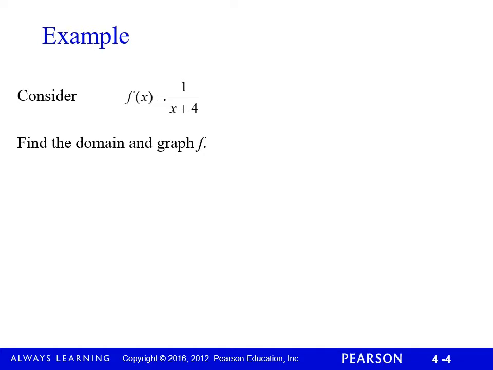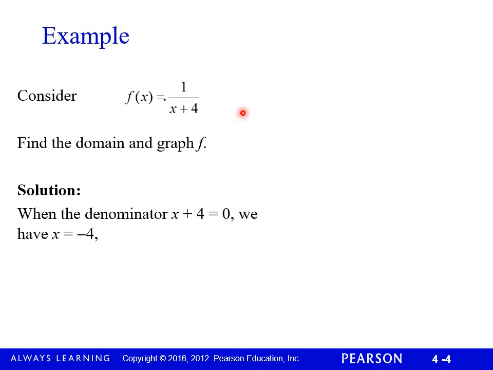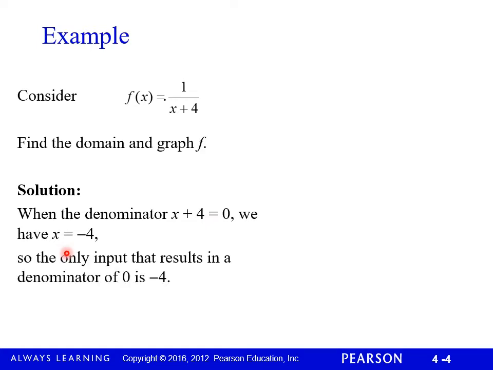So let's look at an example. Consider f of x equals 1 over x plus 4. Find the domain and graph f. Okay? Well, we know that the domain contains all the values except where the denominator equals 0. And when the denominator, x plus 4, equals 0, we have x equals negative 4. So the domain is everything but x equals negative 4, because the denominator cannot equal 0, and then you'd have x cannot equal negative 4.